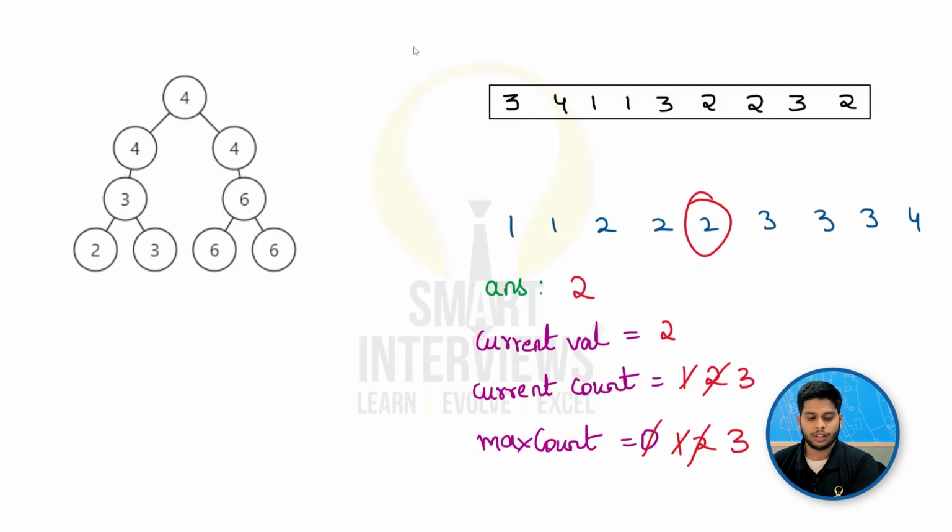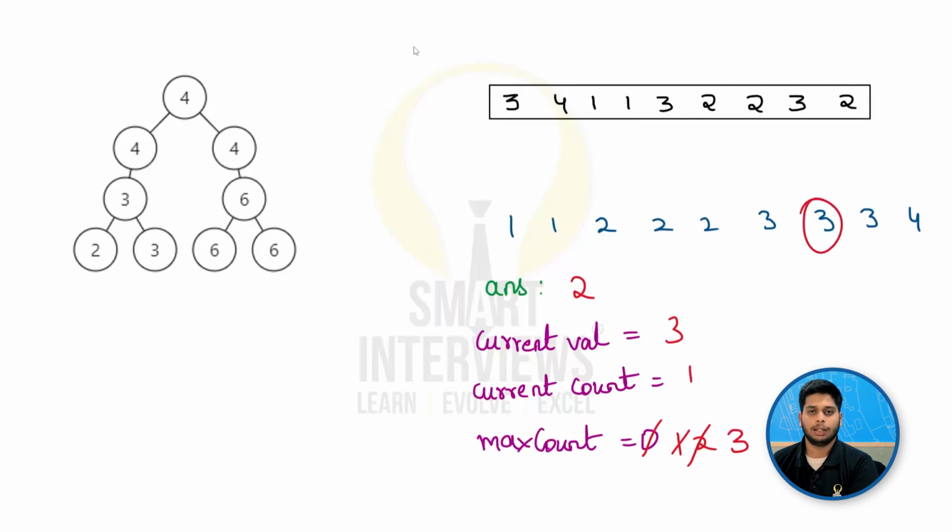And now once we are done with this, move ahead to the next value, that is 3. Now for 3, the current value here is 2 and the element that we are having in the array is 3. So update the current value to 3, and since we updated it, reset the count back to 1. Now the max count as of now is 3 and the current count is 1. So there is no need to update the max count.